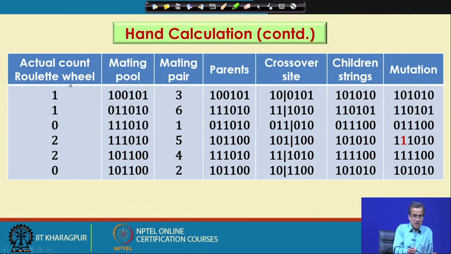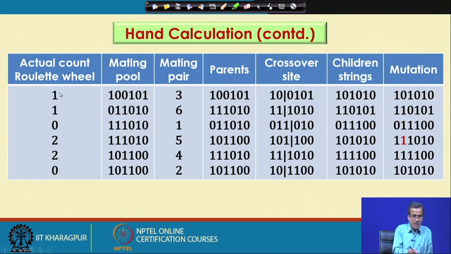Might be the actual count for the first string is 1, the second string is 1, third string is 0, that means the third string will not be copied in the mating pool. For the fourth string it is 2, that means the fourth string will be copied twice in the mating pool. The fifth one, the actual count is 2, so it will be copied twice, and for the sixth string it is 0, that means it will not be copied.